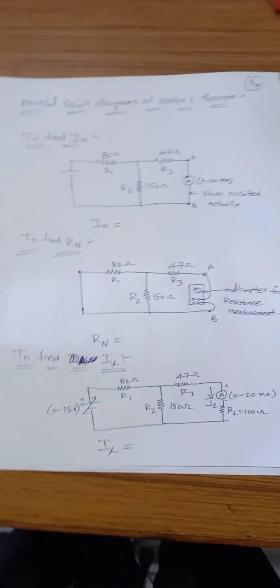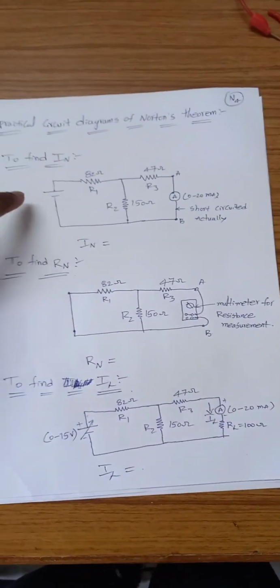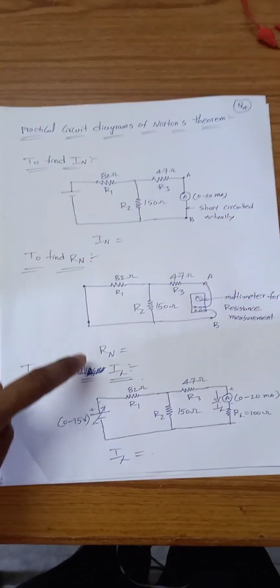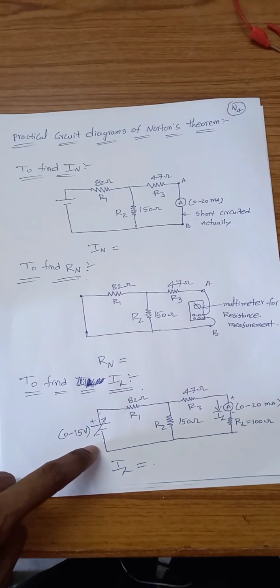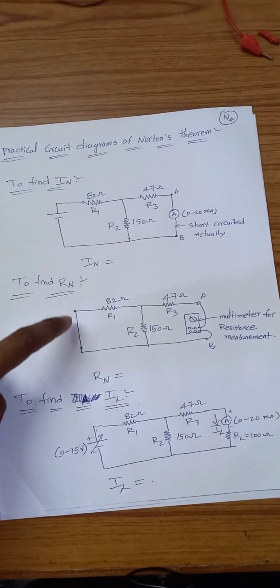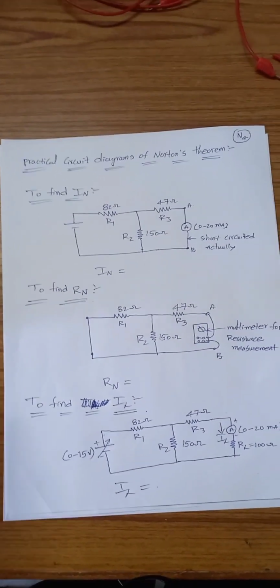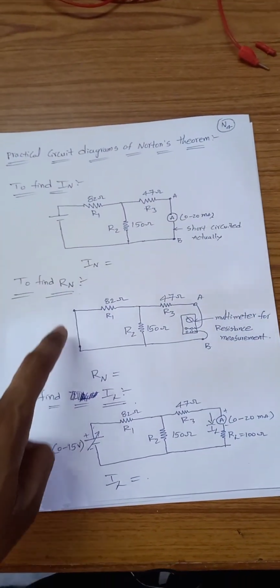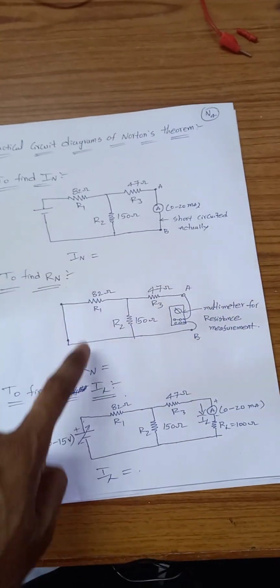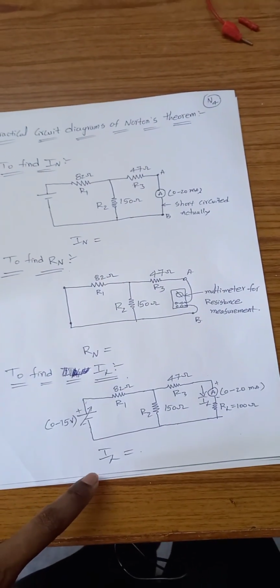These are the practical diagrams. Using these practical diagrams only we will verify the practical values. By using these diagrams we will connect the circuit in the kit, then we will get all the values: Norton's current, Norton resistance and load current.